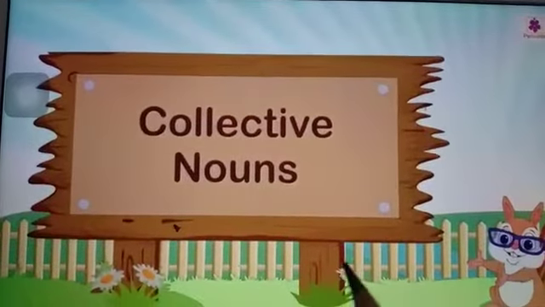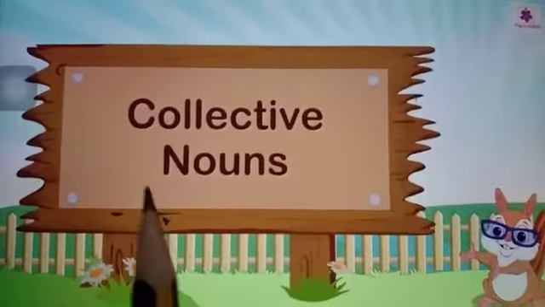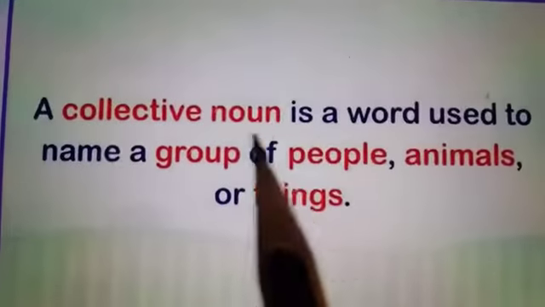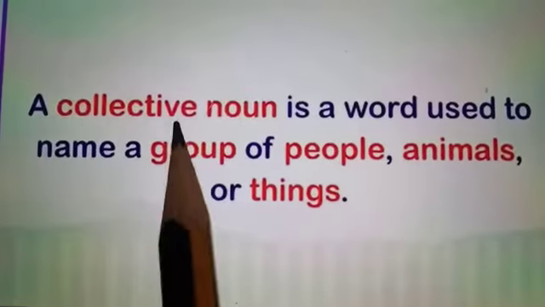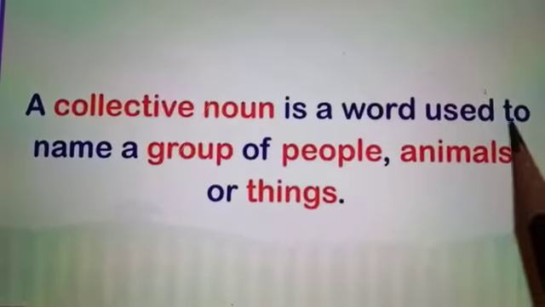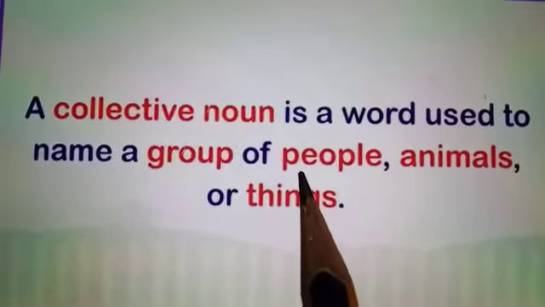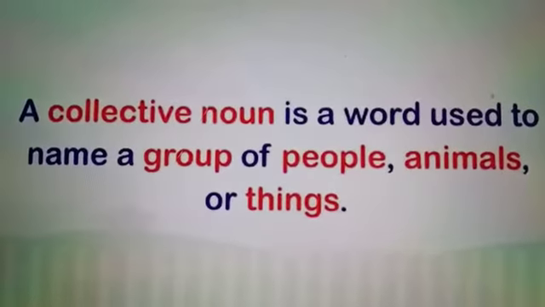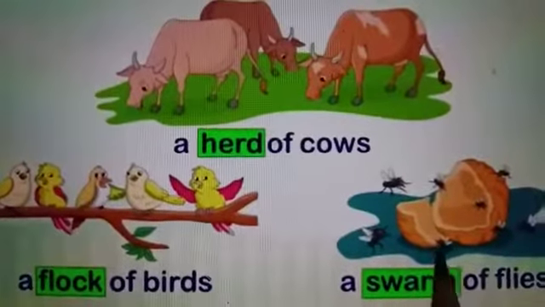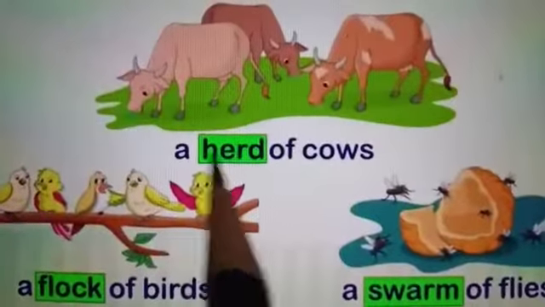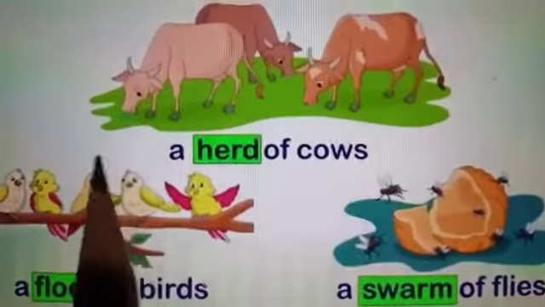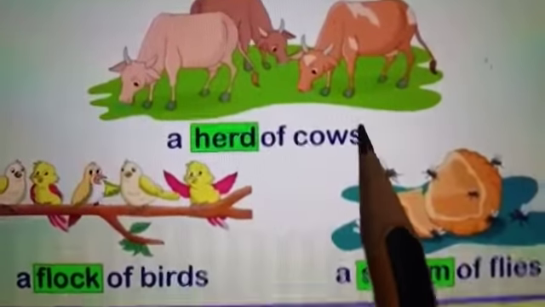Before solving this page, we have to discuss what collective nouns are. For example, look here in this picture. A collective noun is a word used to name a group of people, animals, or things. Okay? Look here at some examples. For example, a herd of cows. When we have a group of cows, that is a herd of cows.